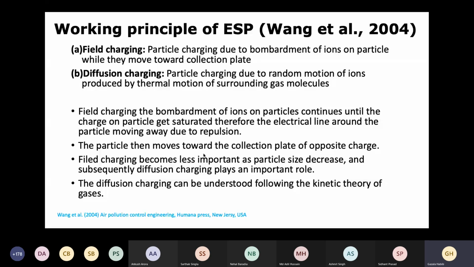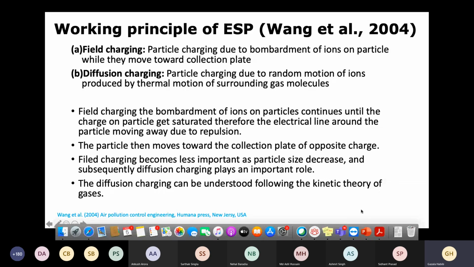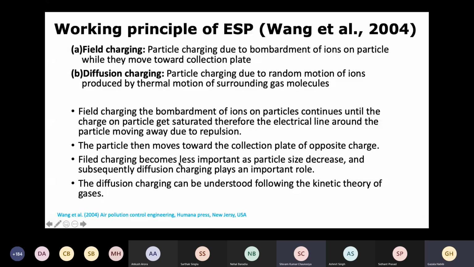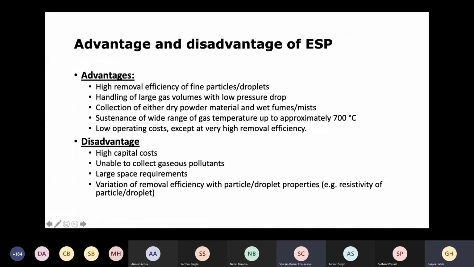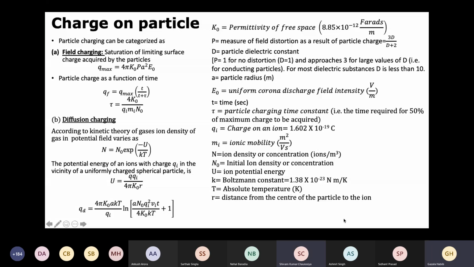So I have explained it here in more detail, and the same thing I have told you just now. For diffusion charging, kinetic theory of gases can be applied to understand the charging phenomena. This is field charging. The spelling is wrong, I will correct this. All the important points I have already told you in class. Advantages and disadvantages we have seen.